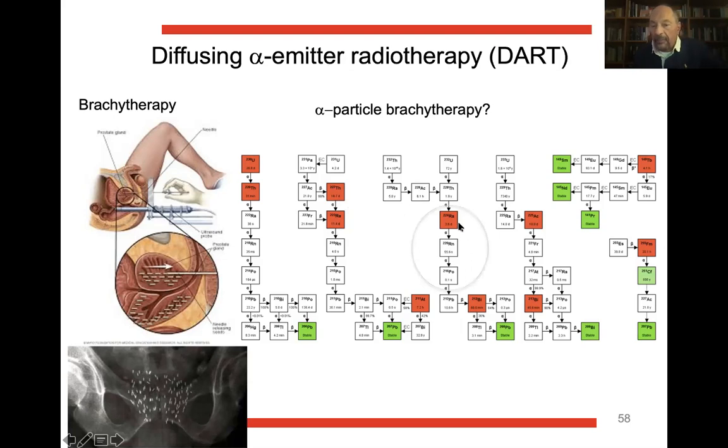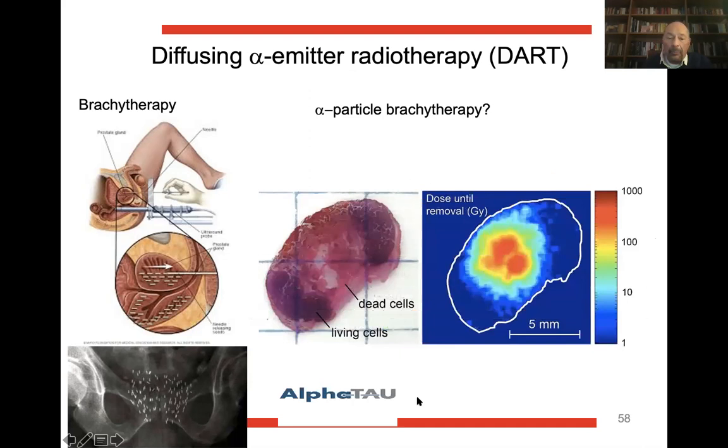If you use radium-224, this decays by alpha into radon-220, which is a gas and is diffusing, and this decays by alpha into polonium, which is immediately decaying again with alpha into stable lead. So if you use these elements, you can do brachytherapy with alpha particle emitters. There is a company called Alpha Tau in Israel which is doing it.